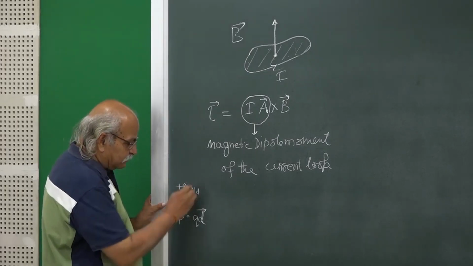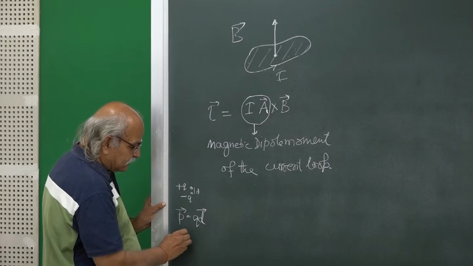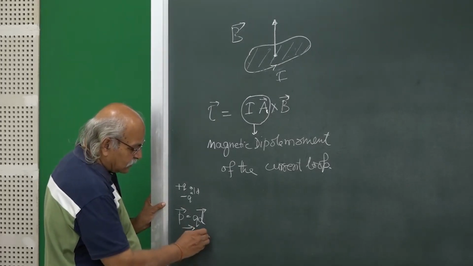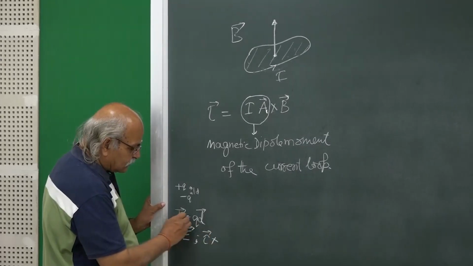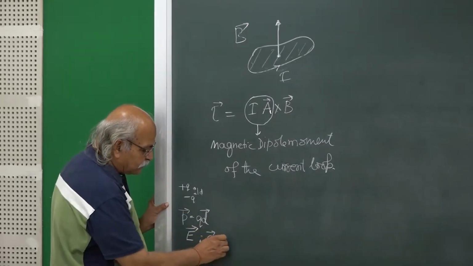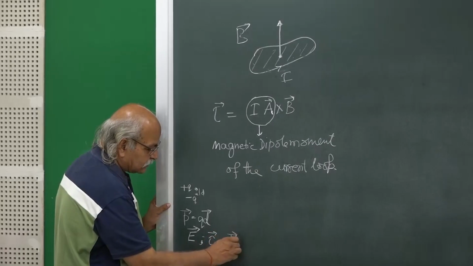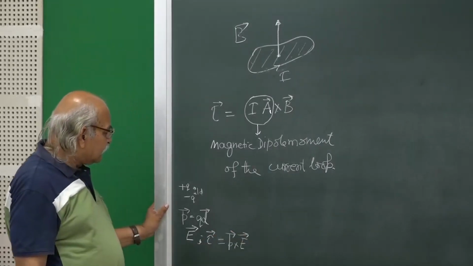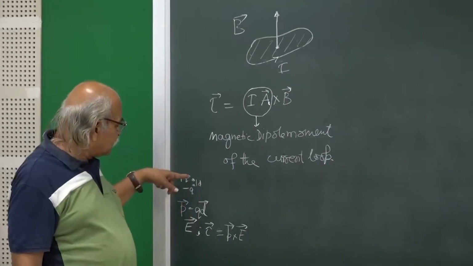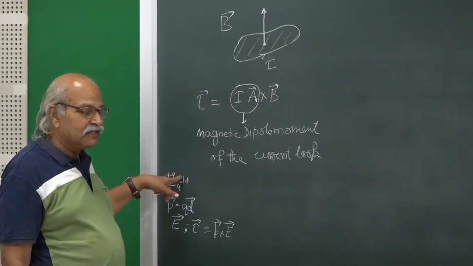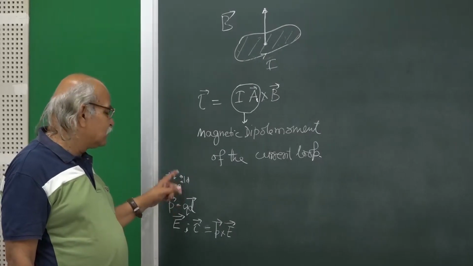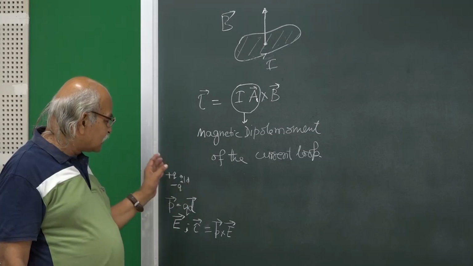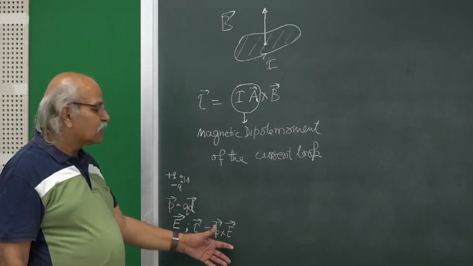And then if you have a uniform electric field, then there is a torque, and that torque is this dipole moment cross E, and that we can derive very easily. The force on this plus q is q times capital E, force on this minus q is minus q times capital E, and then we can write the torques and add and see that the torque comes out to be this.